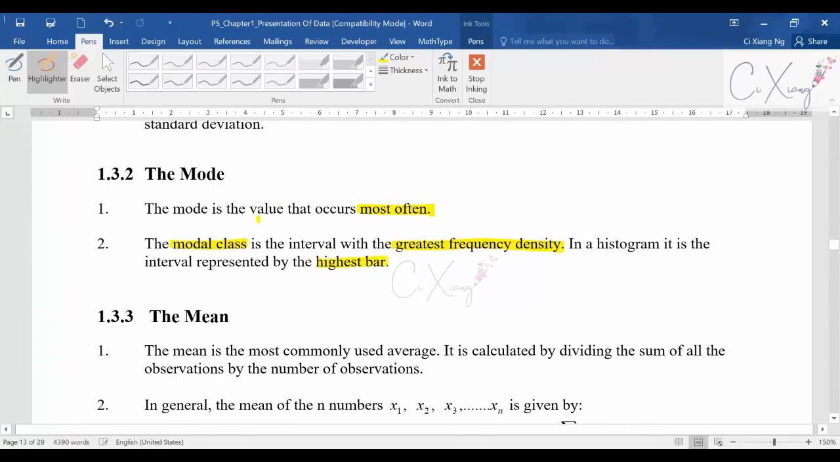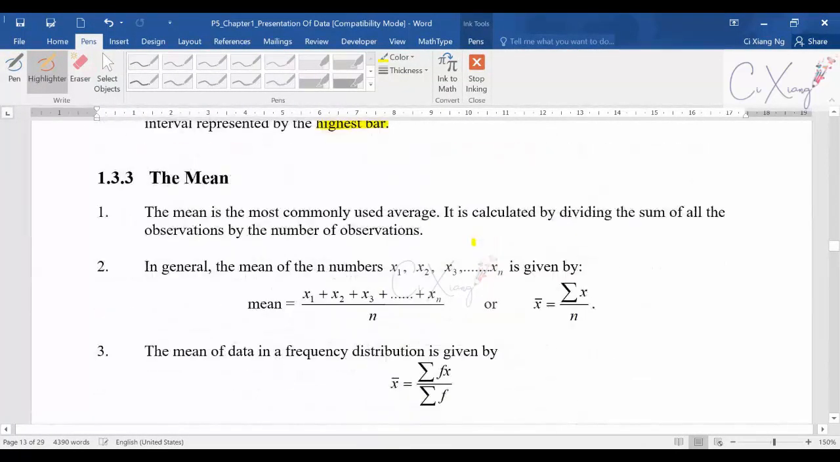It's very simple. I hope that you remember this, especially for the frequency density one, because from now onwards, most of the time you are having intervals with unequal width. So you need to consider the frequency density for the mode, but not the frequency anymore. Then next we go for the mean.